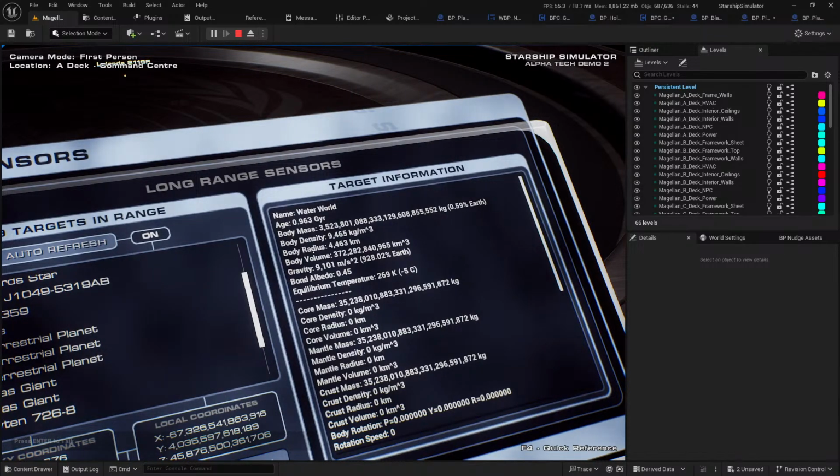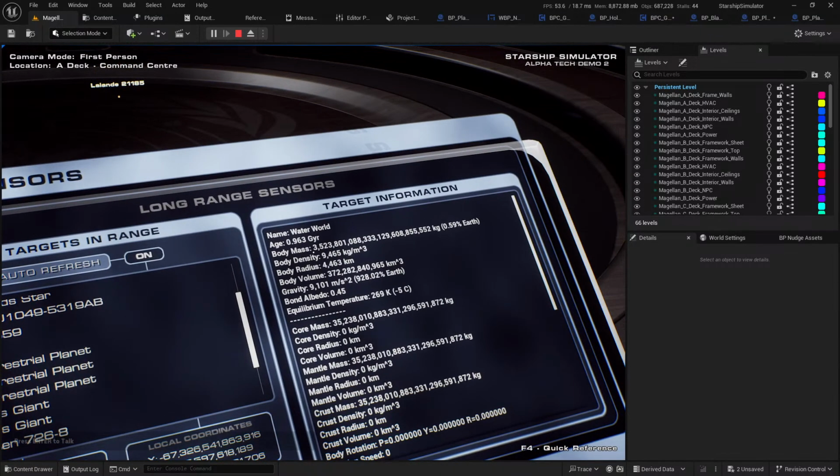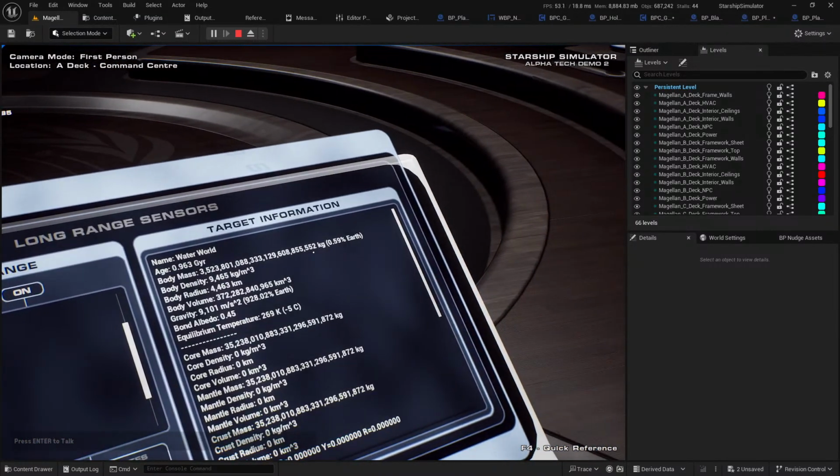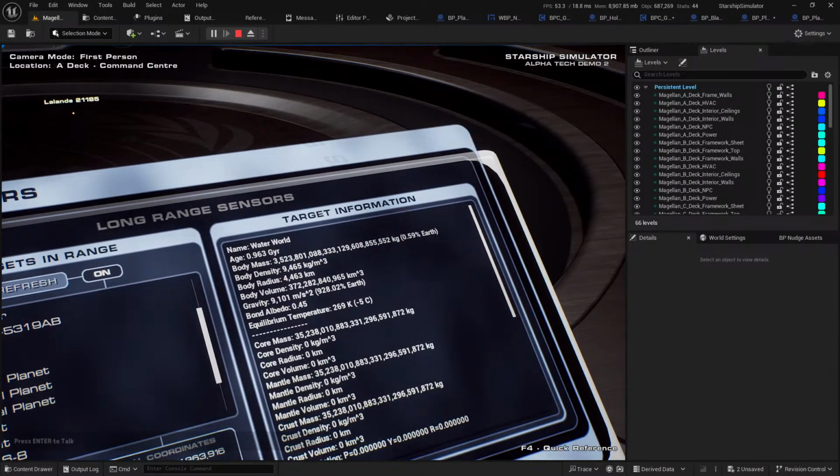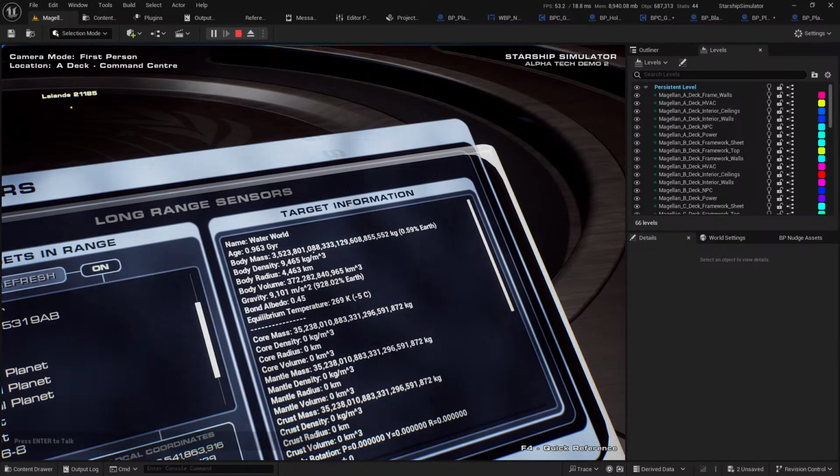No, these seem okay. Yeah, these long values, they're only displayed in literal kilograms for debugging purposes right now. Once I'm happy with the values and I'm satisfied that it's all being calculated correctly, then I can start condensing those into more human readable numbers.